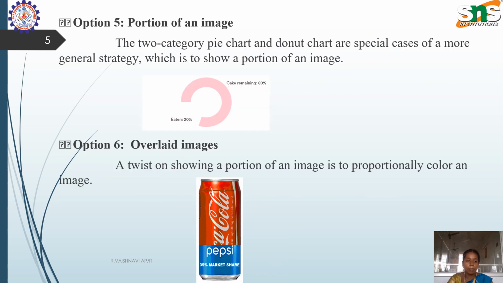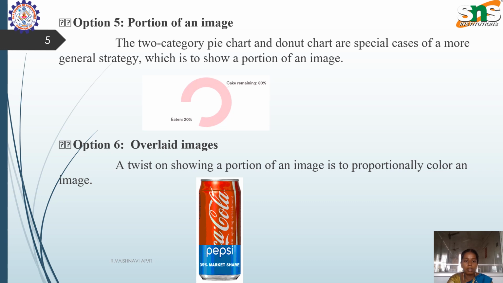Fifth option is the portion of an image. The two category pie chart and the donut chart are special cases of a more general strategy, which is to show the portion of the image. Here we have the example. Eaten cake is 20% and the cake remaining is about 80%.